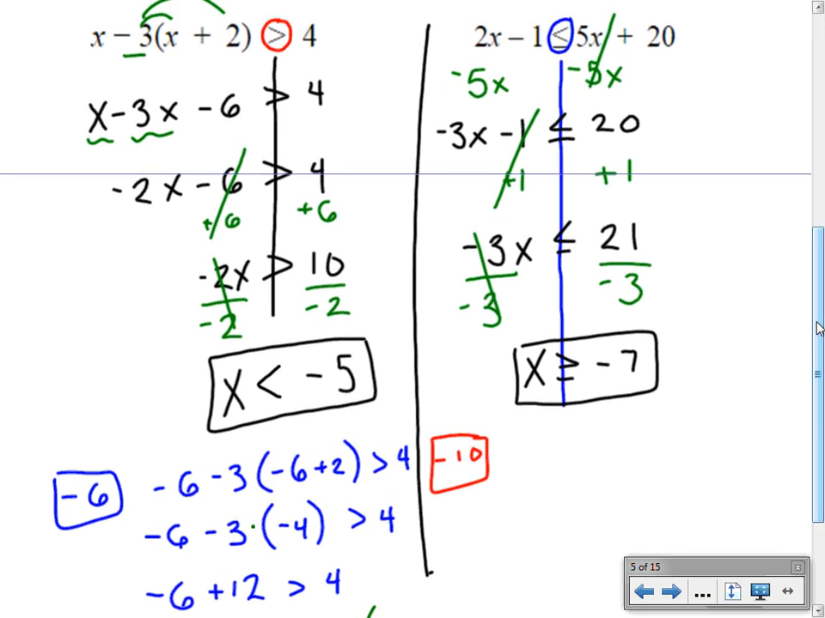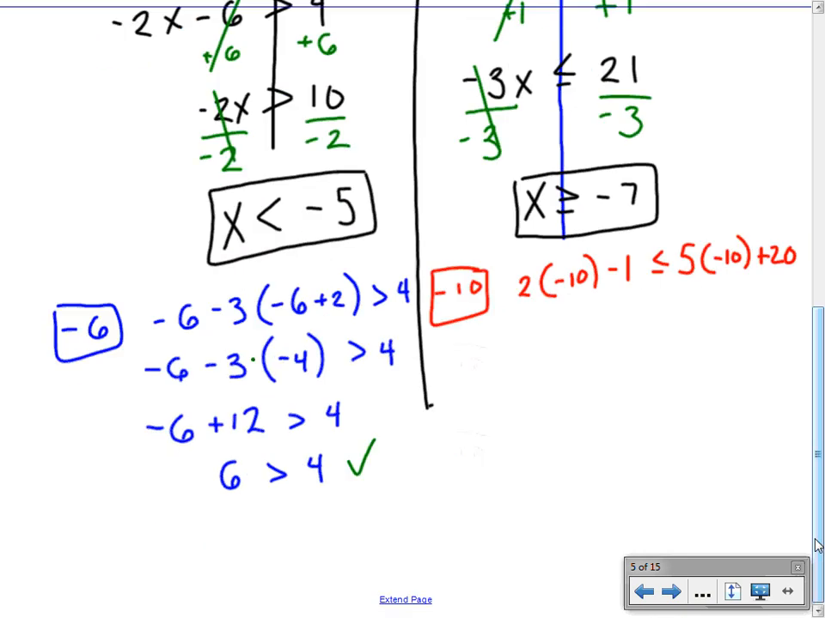So if I go back and plug negative 10 into my original inequality, I'm going to get 2 times negative 10 minus 1 is less than or equal to 5 times negative 10 plus 20. So then we just start using our order of operations to simplify. 2 times negative 10 is negative 20 minus 1 is less than or equal to, and then 5 times negative 10 gives us negative 50 plus 20. Okay, go back through, simplify one more time. Negative 20 minus 1 is negative 21, and that should be less than or equal to negative 50 plus 20, which is negative 30.